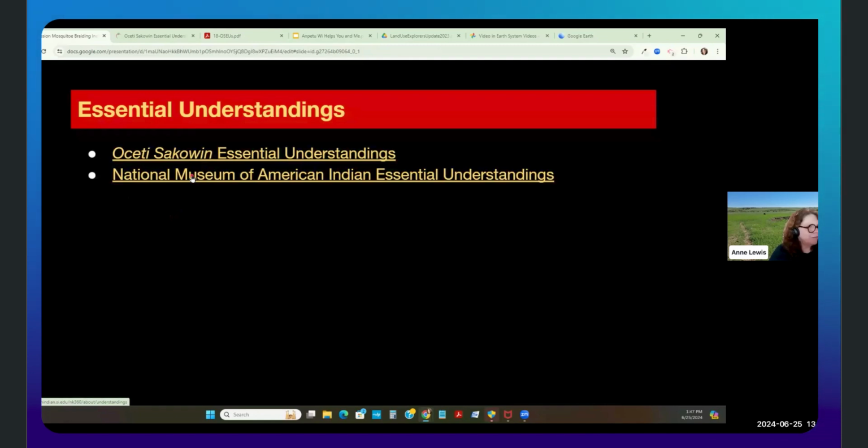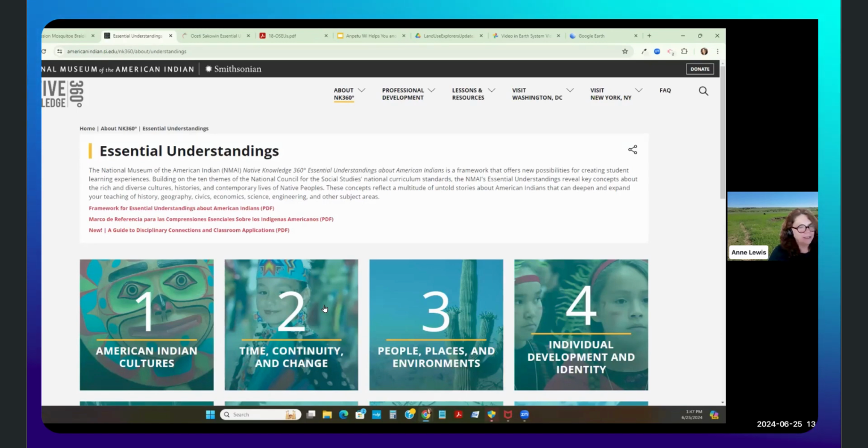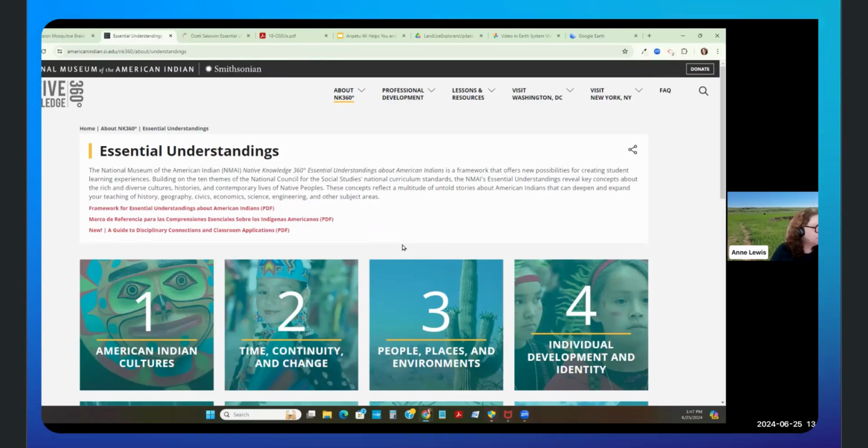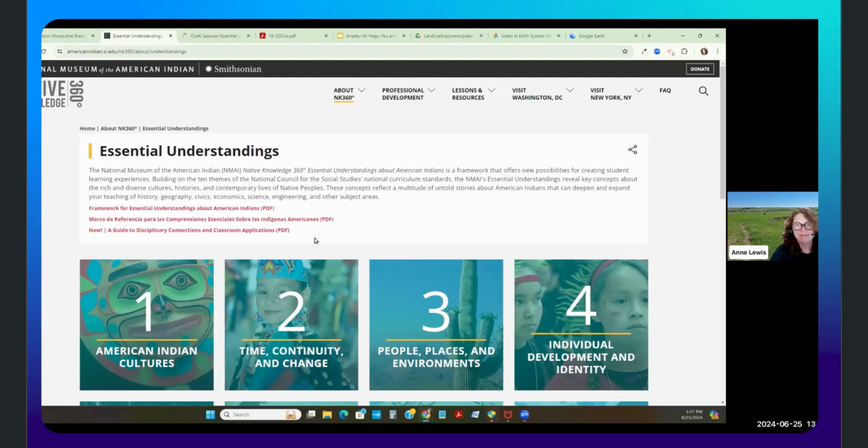The National Museum of the American Indian also created the Essential Understandings. And I've seen other states, like Montana has an Essential Understandings about their tribal communities. But if you are not currently in collaboration or have a relationship with, or you're in some sort of partnership with a tribal nation, this would be a good place for you to start understanding what it is that Indigenous people in the US want the dominant culture to understand about them.